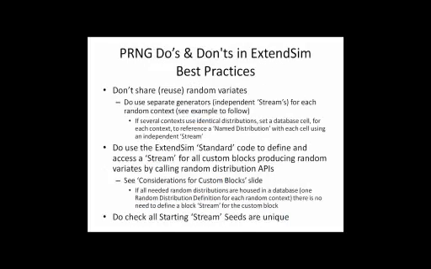Okay, so let's talk a little bit about best practices here. I would recommend that you do not share or reuse random variables. This is a fairly common practice, but it has a number of potential side effects, so I'd recommend against this. Instead, use separate generators that read independent streams for each different random context, and we'll see an example on the next page.